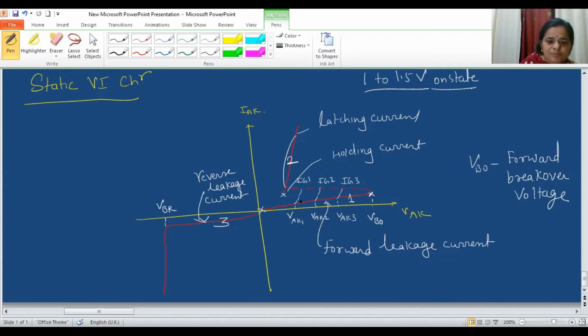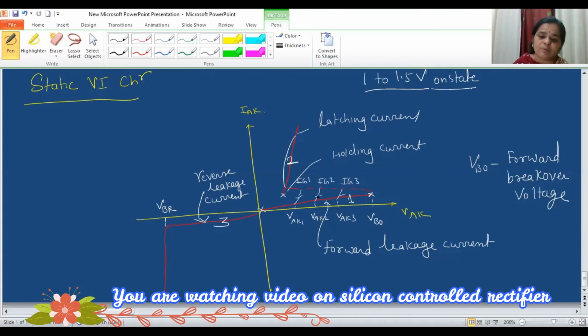So what we can do is this: IG1, IG2, IG3 represent different magnitudes of gate current. If we connect the gate supply accordingly and increase the gate cathode voltage, IG1 will be more. So for different magnitudes of gate current, if IG1 is more, then for a smaller value of anode cathode voltage, the device will go into conduction mode. So this and this show the gate triggering method.